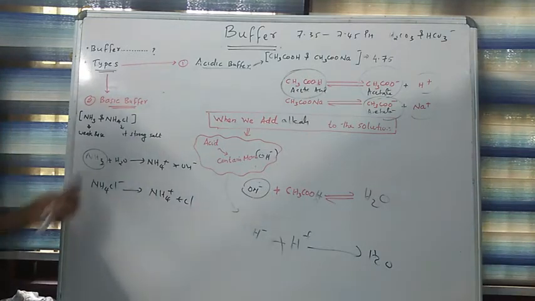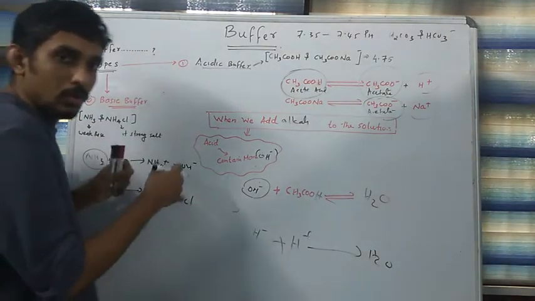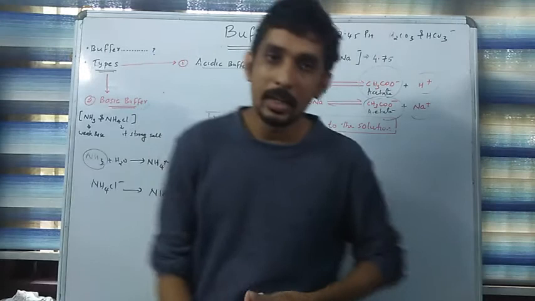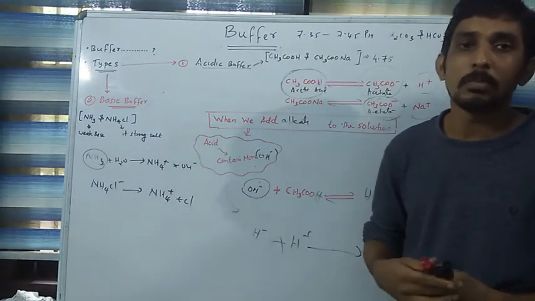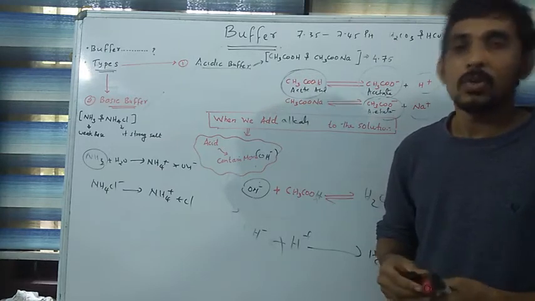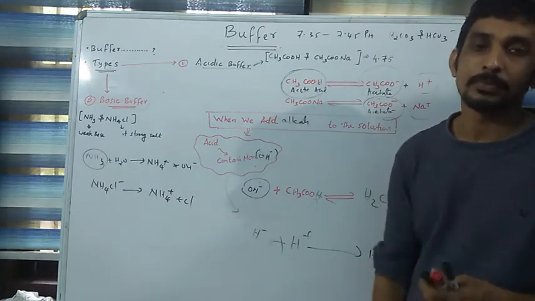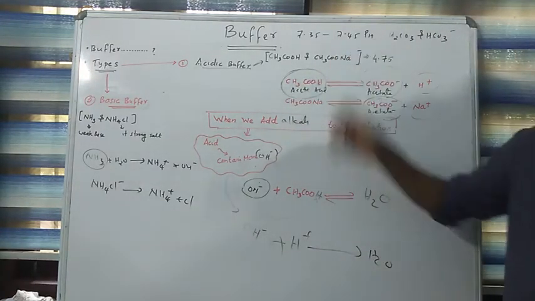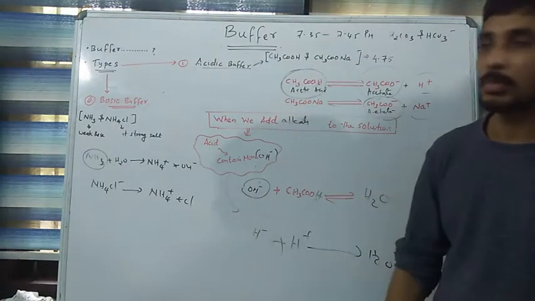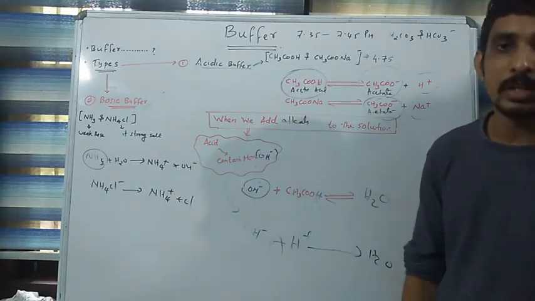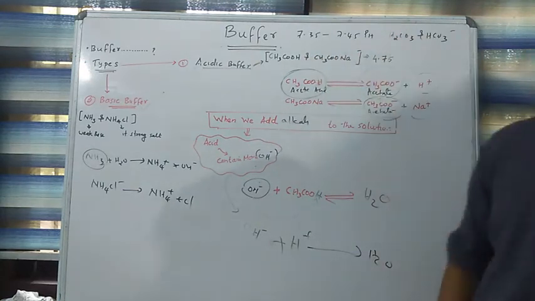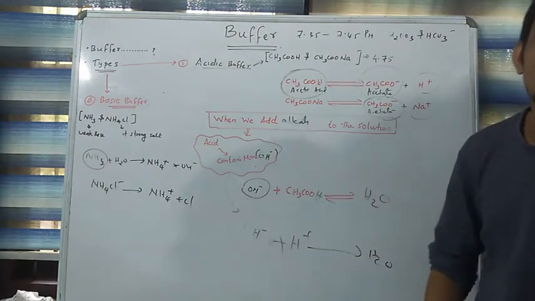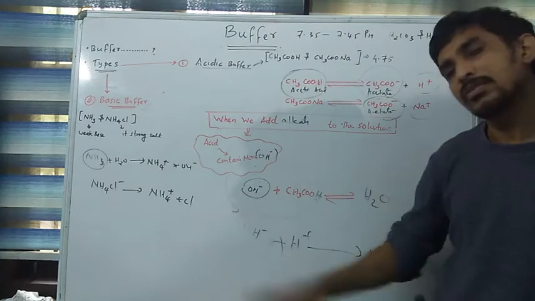This is the case of the basic buffer, and it also works like an acidic buffer, by maintaining a constant pH. This is about the buffer action in all kinds of biological material, and we have different kinds of buffer. Here I already discussed the acetic acid and sodium acetate buffer, and the ammonia and ammonium chloride buffer. Like that, we will discuss the bicarbonate and carbonic acid buffer. We also have other kinds of buffer, like phosphate buffer.